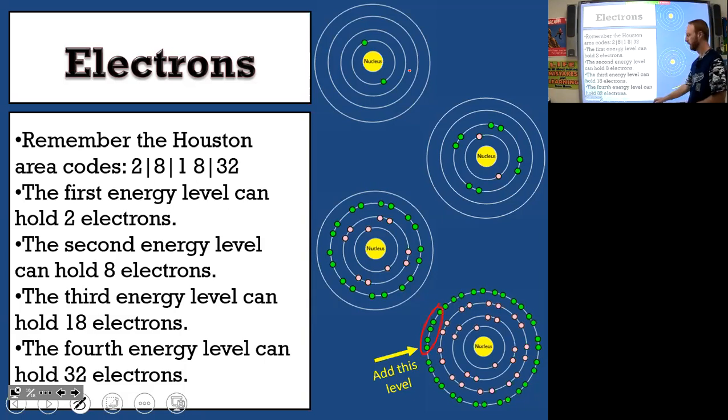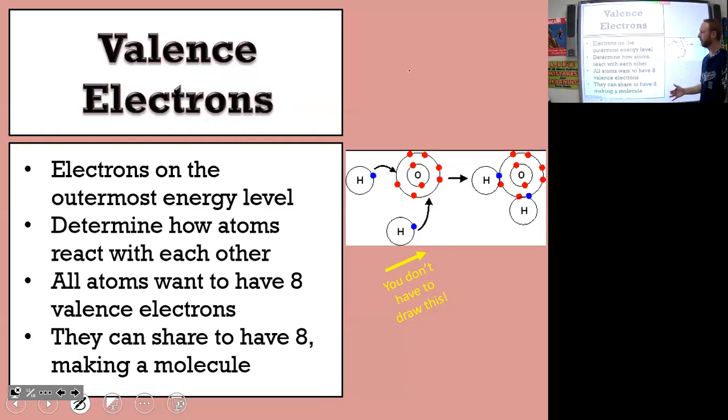Okay, valence electrons, it's super important that you know the difference between regular and valence electrons. Okay, so valence electrons are on the outermost energy level. And they're important because they determine how those atoms will bond and react with each other.